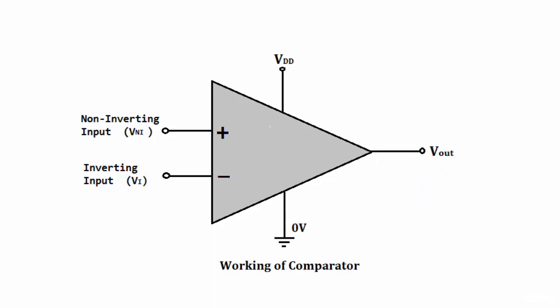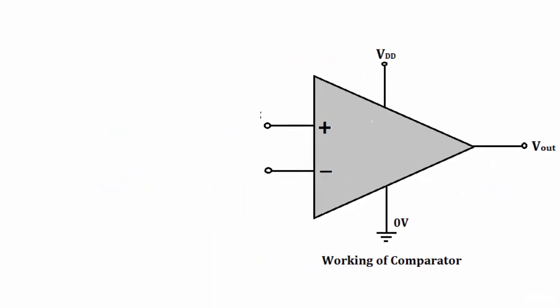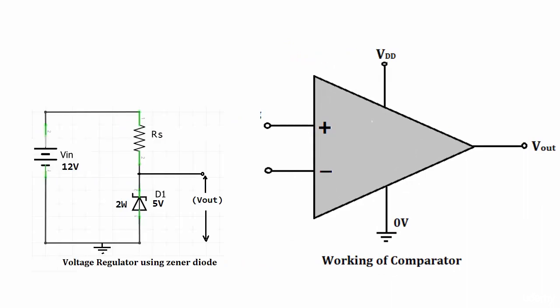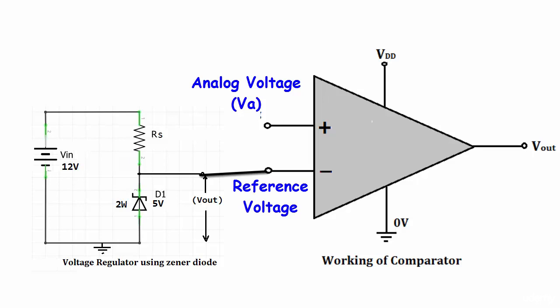Let's use some concepts of the previous lesson here. We learned how to design a fixed voltage regulation circuit using a Zener diode. So let's use that here. Set one input, say inverting input, to a fixed value which is called the reference voltage, and attach a varying analog voltage at the non-inverting input. So whenever the voltage at the non-inverting input goes higher than the reference voltage, we'll get a high signal from the output, else it will be low.